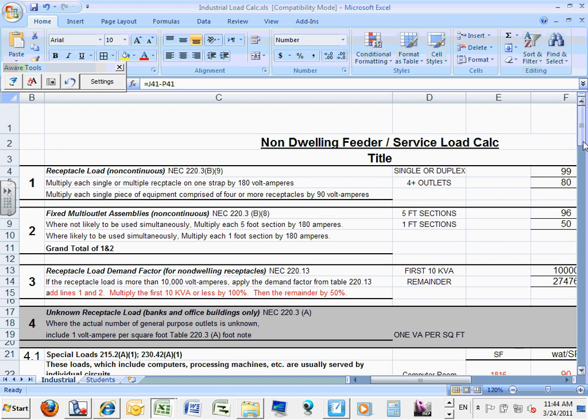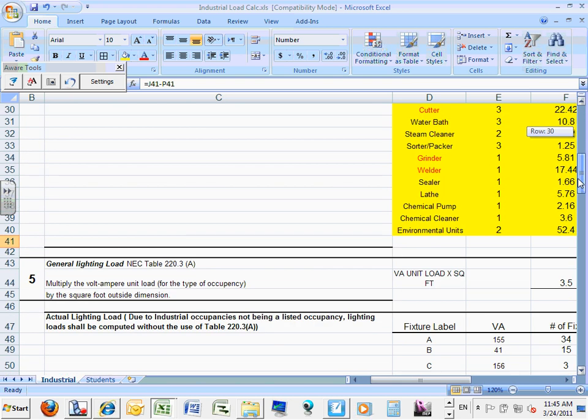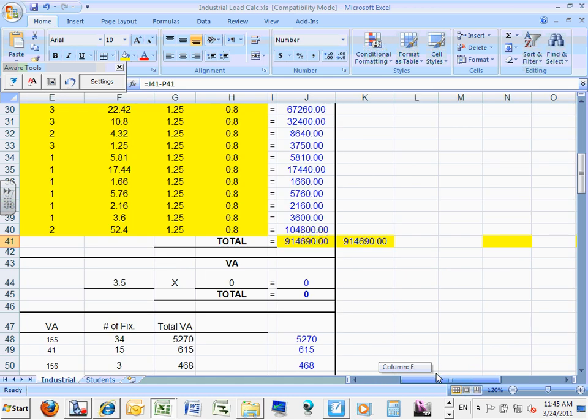So we got, let me see where we are here. We got that one, equipment. Lighting, can you guys see lighting? Lighting, the square foot of the building. Our building was 25,000 square foot. It was 18, total of 24.